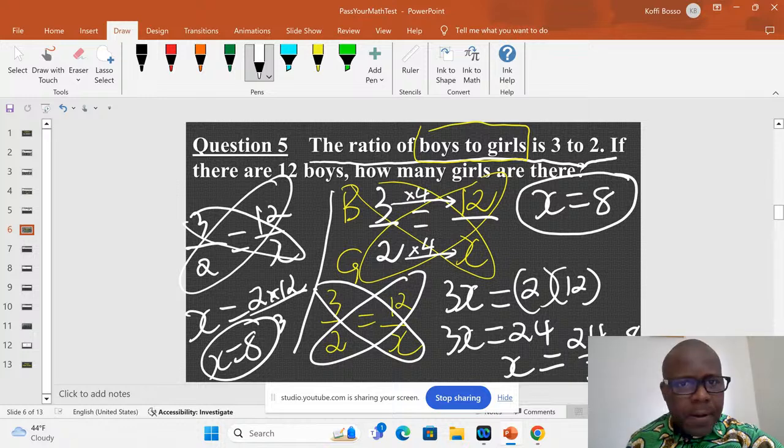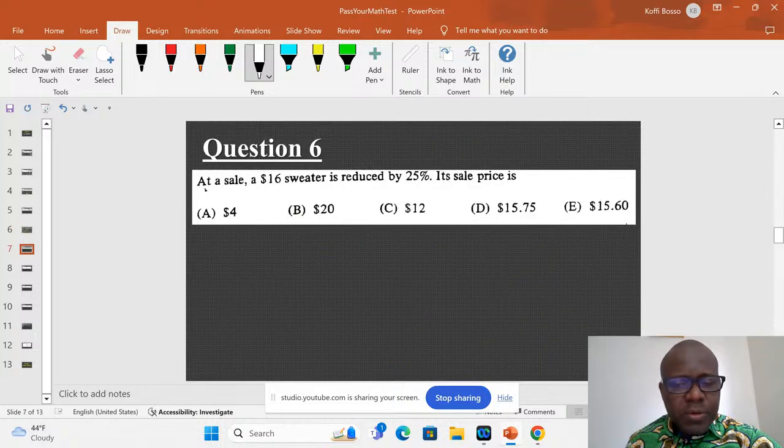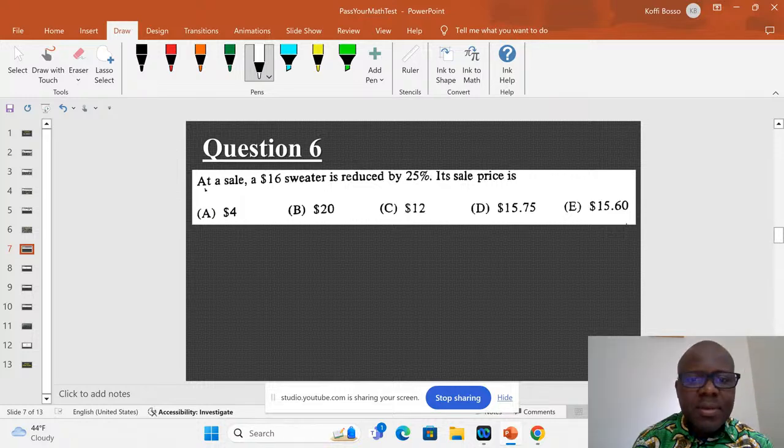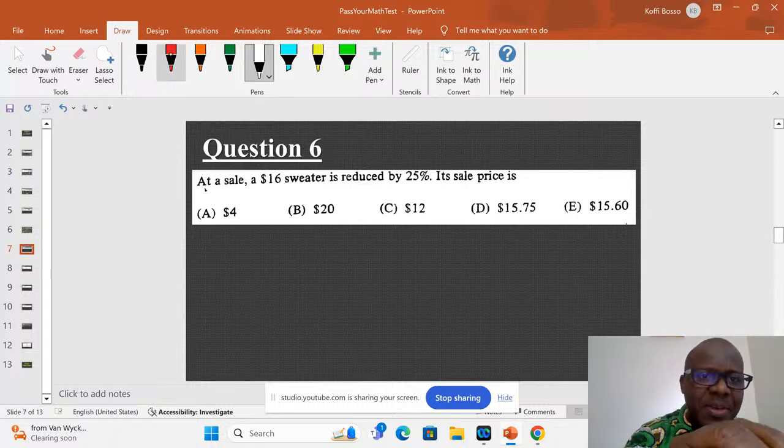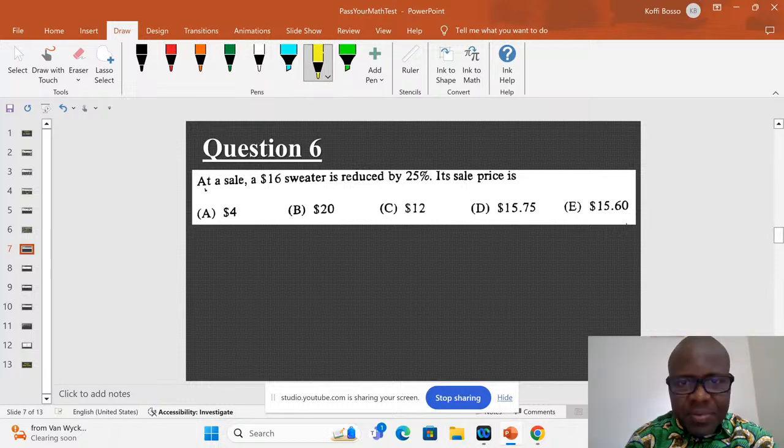Question number 6. At Excel, a $16 sweater is reduced by 25%. Now they say its sale price is... The keyword here is reduced by 25%.